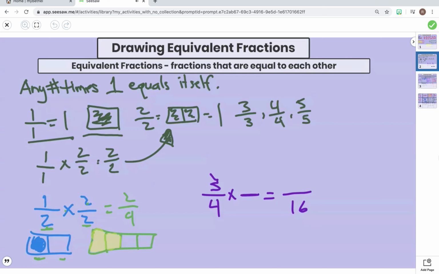Well, remember, to show an equivalent fraction, we need this whole part to equal 1. So if there's 4 parts in this total, how many need to be highlighted or shaded in? We would need 4 of it, because that's still 1 whole. So now 3 times 4 equals 12. So now we have 12 16ths equals 3 fourths. These are equivalent fractions. All right.